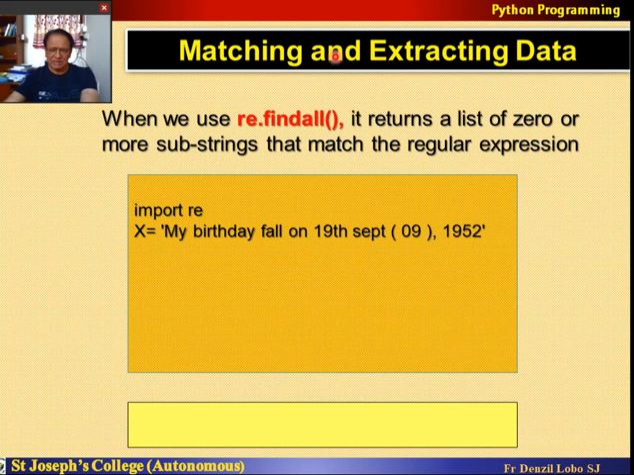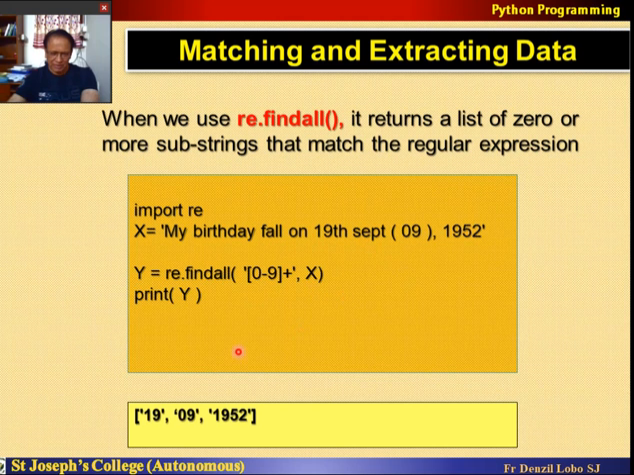Let us take one more example of matching and extracting. Again, import re. Again, I've got this expression, same thing: 0 to 9 plus, one or more times, in this text. As you see, it is going to print 1909, 1952. A list is going to be produced.